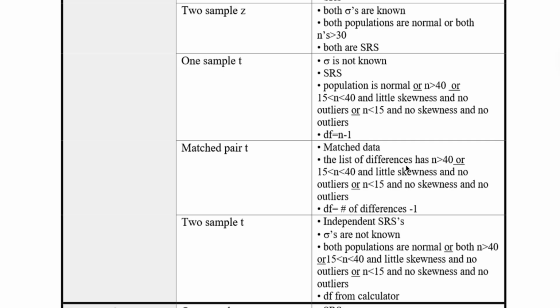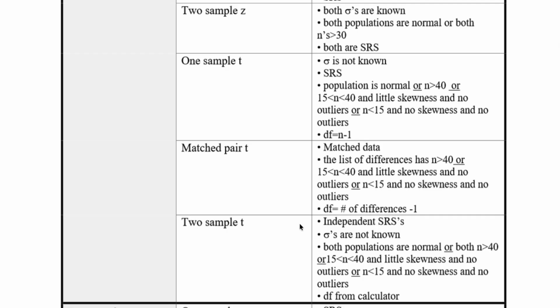For matched pair t, we have to be sure that this is matched data. The list of differences has n greater than 40, or n between 15 and 40 and little skewness and no outliers, or n is less than 15 and no skewness and no outliers. Notice degrees of freedom is number of differences minus 1.